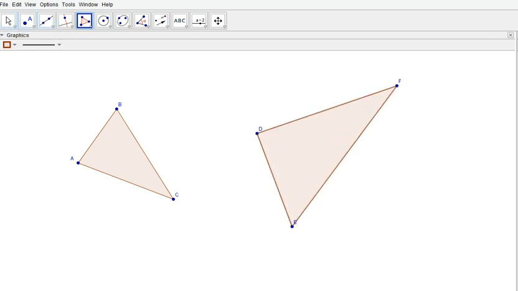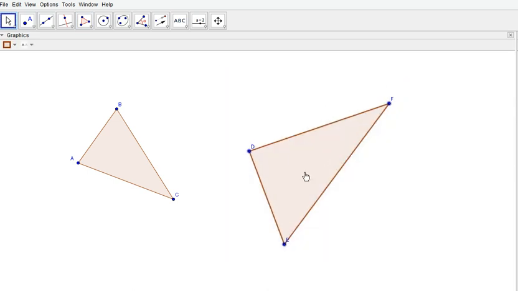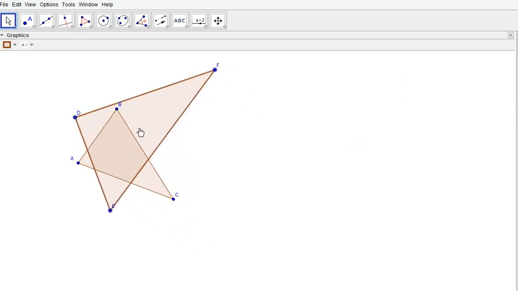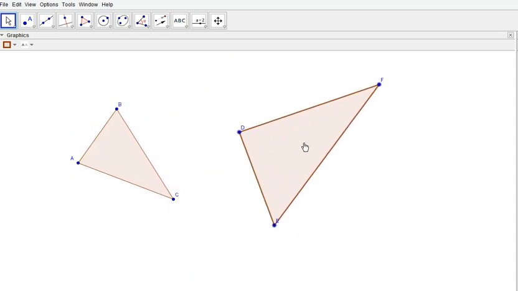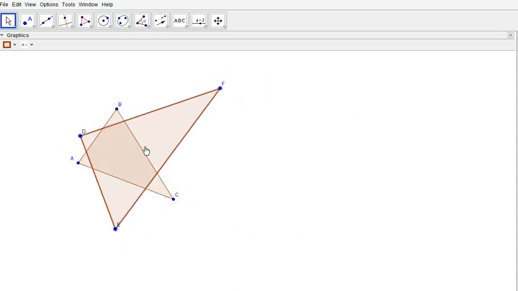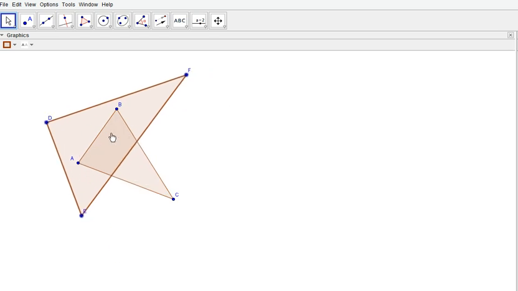Now, you think these two triangles are congruent? I don't know. Let's see. Can I pick this triangle up and put it over top of this triangle? I think even if I tilt this thing, I don't think I'm going to be able to do that, am I? I don't think so.